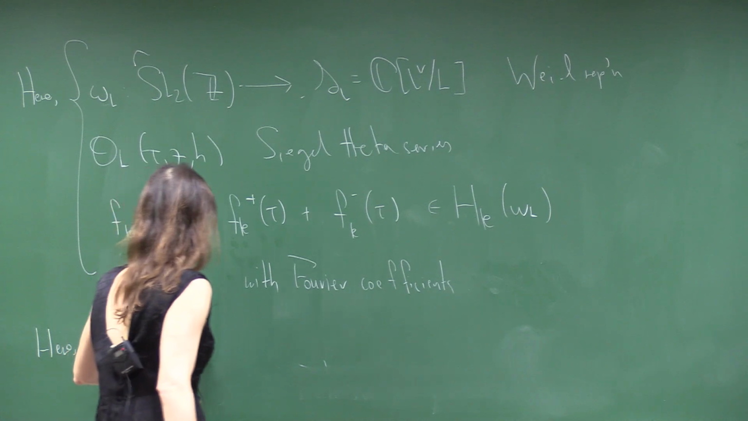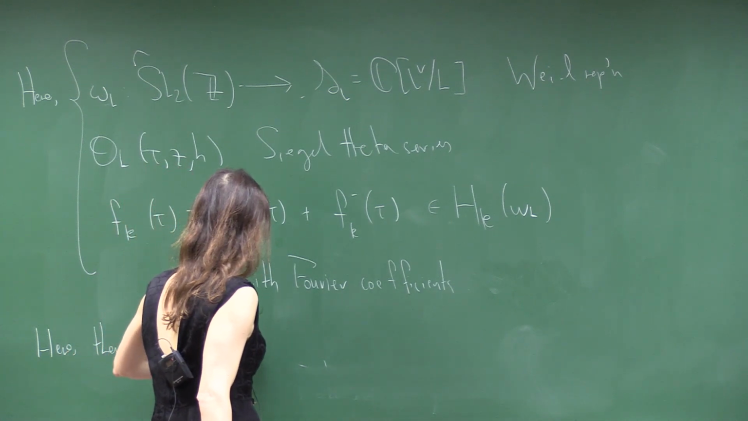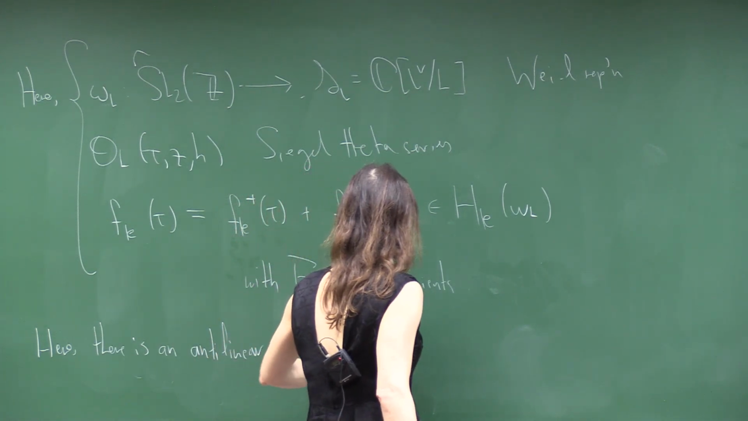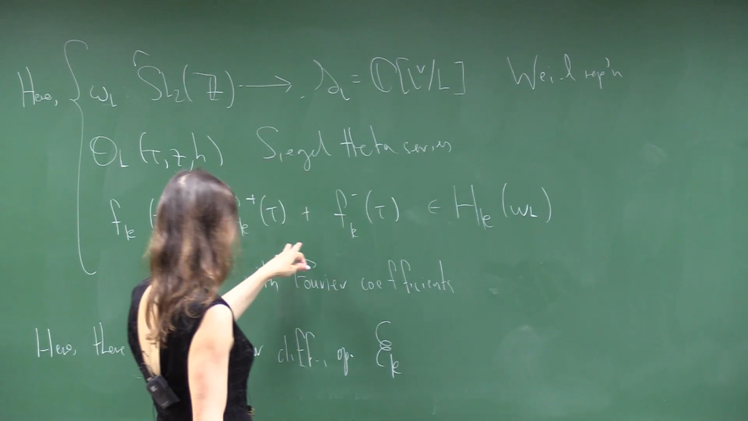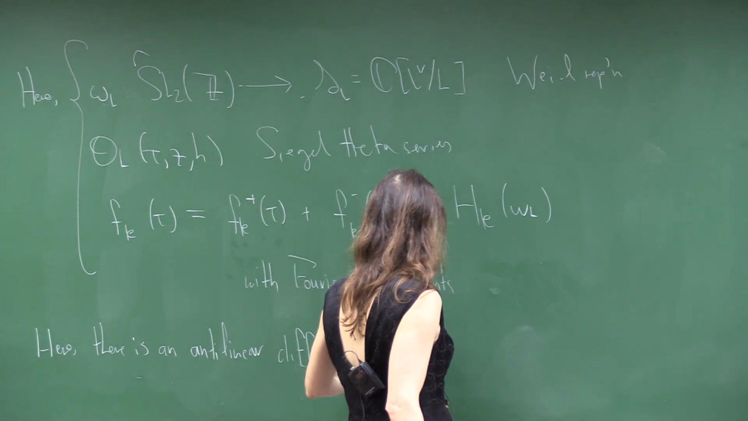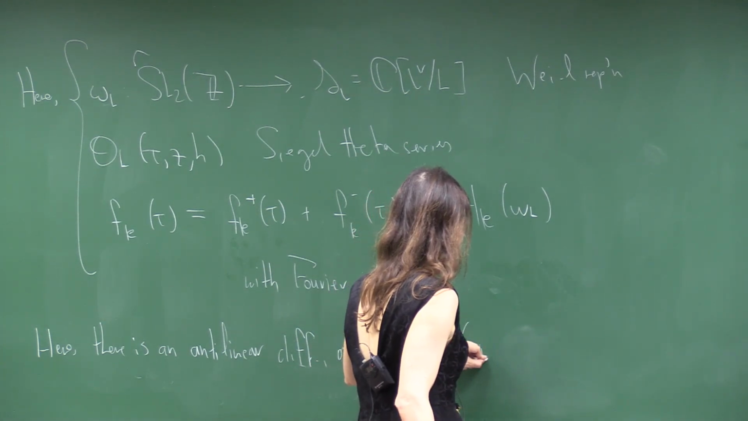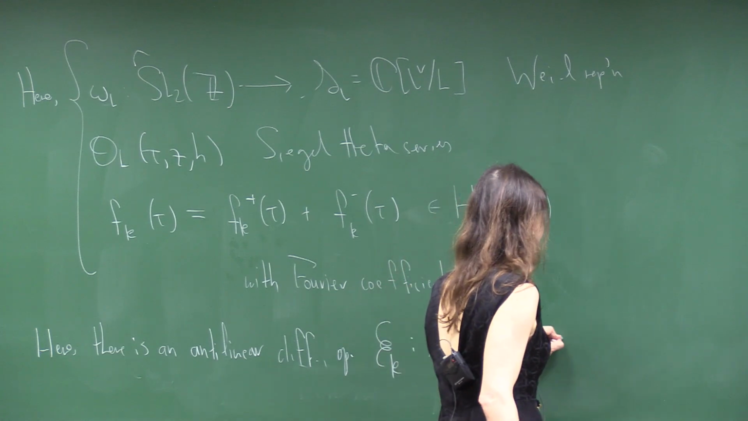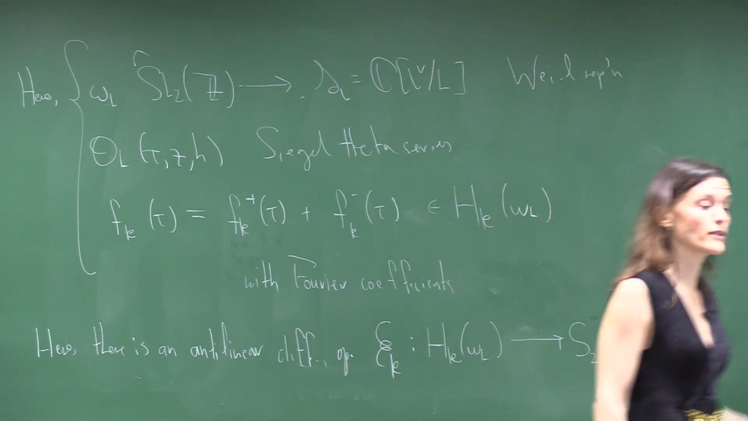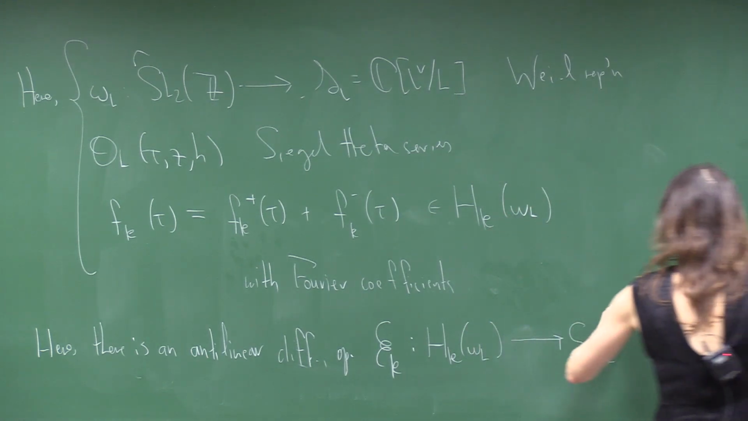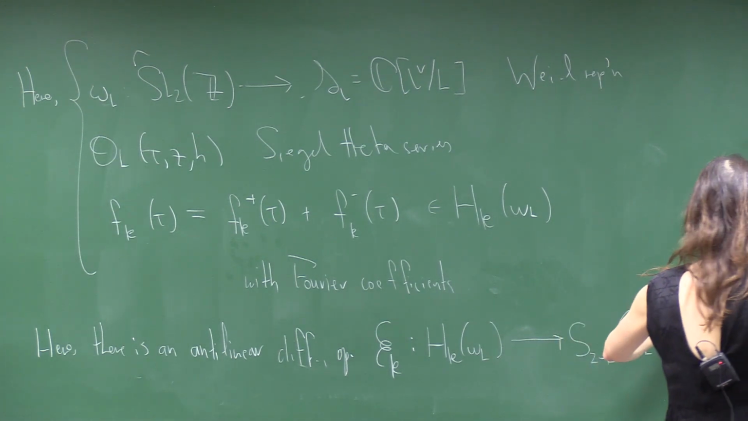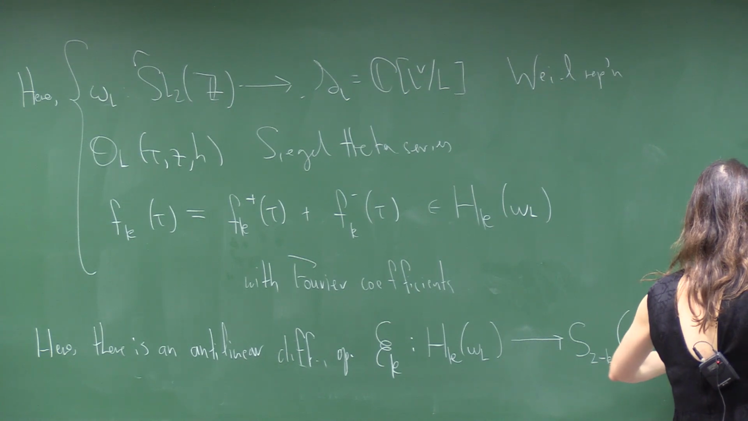And here, in fact, there is an important exact sequence coming from an antilinear differential operator. Let me call it xi k, where k is now 1 minus n over 2. What this will do is go from the space of harmonic weak Maass forms of weight k and representation omega L to the space of holomorphic vector valued cusp forms of weight 2 minus k and contragredient representation. Specifically, this operator is a kind of level lowering operator.